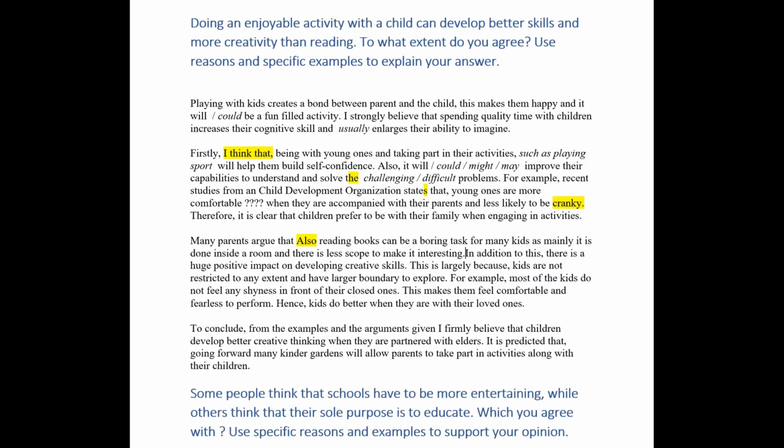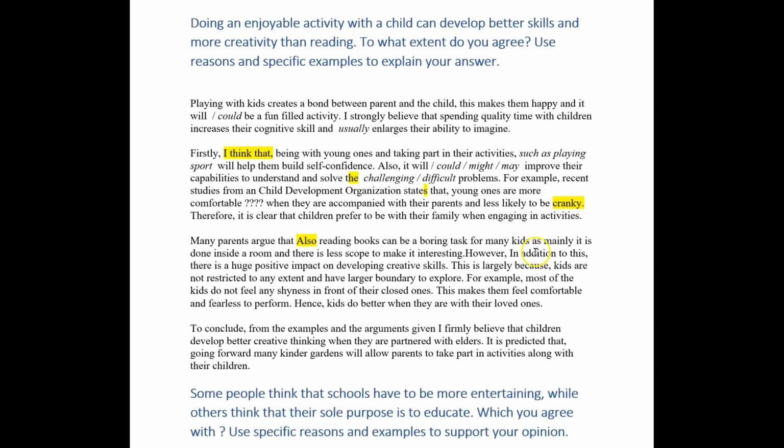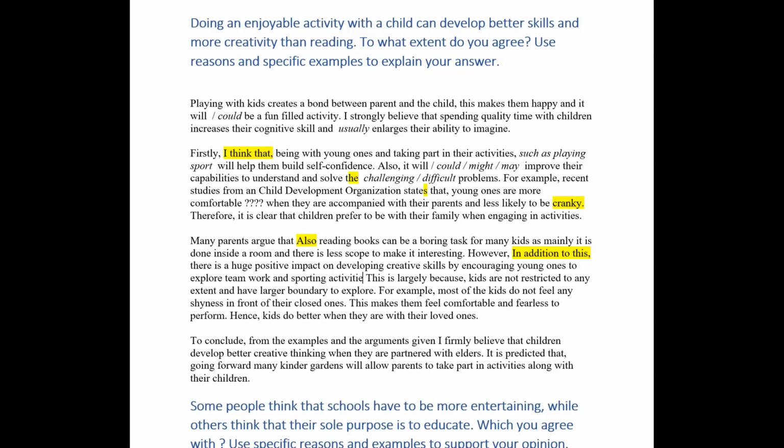Therefore, or however, because now I'm changing back to my argument about doing activities. However, I would take out that there's a positive impact on developing creative skills by encouraging young ones to explore teamwork, something like that. Again, I'm coming back to sport, but you could have sporting activities. You could have all sorts of things here. This is largely because in doing these activities, they're not restricted and have a larger boundary to explore.